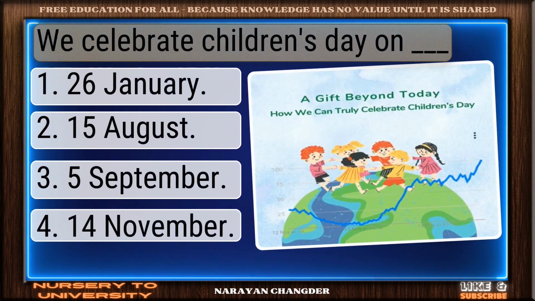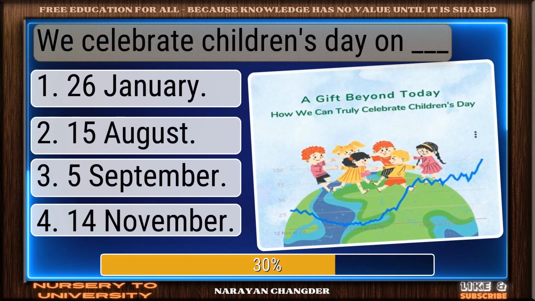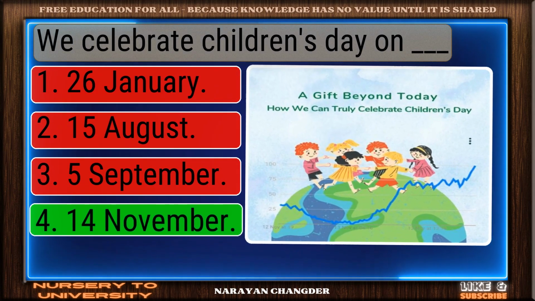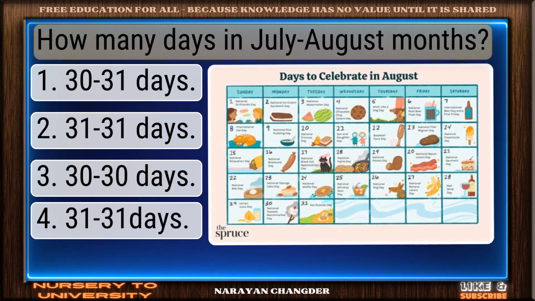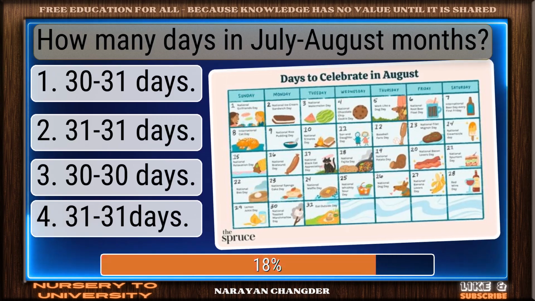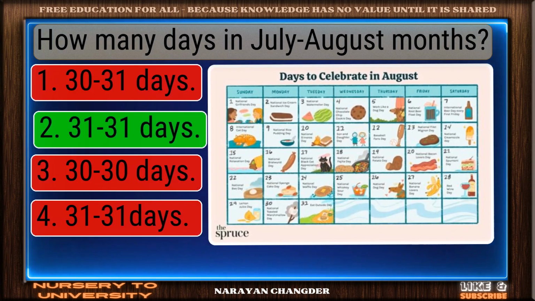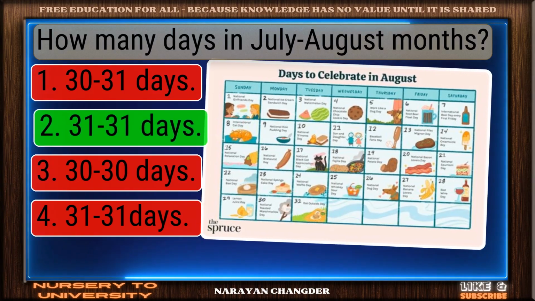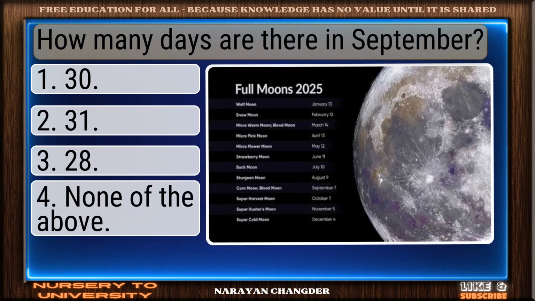We celebrate Children's Day on dash. Great thinking. 14 November is the right choice. How many days in July and August? Correct response. 31 days is the most accurate answer.